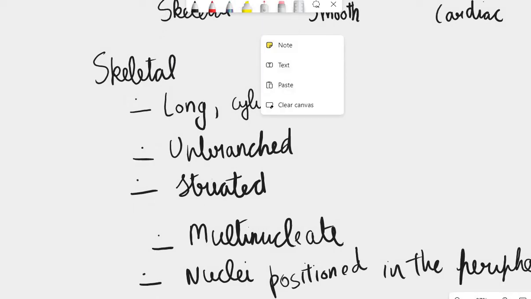Now let's come to the characteristics of skeletal tissue. They are long and cylindrical in shape. They are unbranched and they are striated. Basically, striated means that they show striations, which are linings of proteins, actin and myosin, which help in the relaxation and contraction of the muscles. So this point, striated, means that they show alternate light and dark bands, called striations.